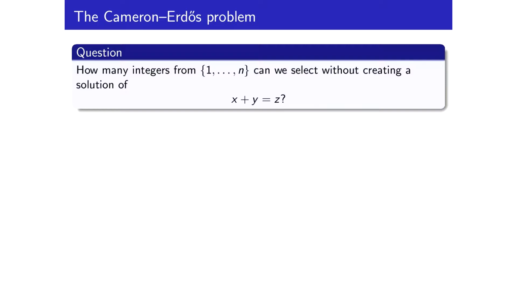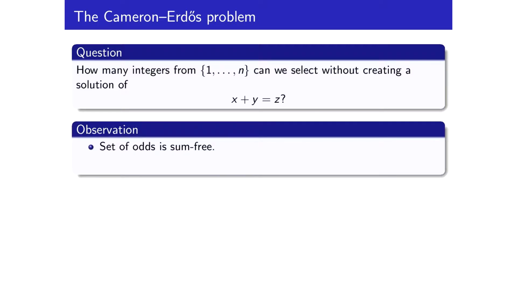How many integers can you choose from the first n integers without creating a solution of the equation a + b = c? One observation is that if you take all the odd integers, then the sum of two odd integers is even, so the set of odds is always sum-free. And so this gives an answer of n/2, that is the construction.